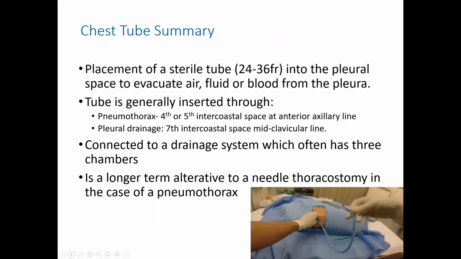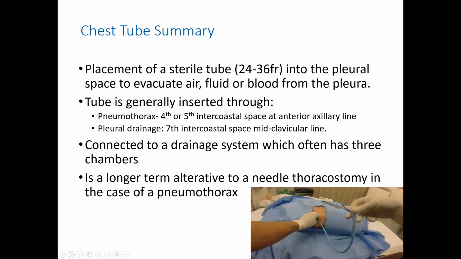Now we're traversing here into chest tubes. So placement of a sterile tube, 24 to 36 French, into the pleural space to evacuate air, fluid, or blood from the pleura. So the space between the visceral and the parietal layer. The tube is generally inserted through, with a little bit of variation here, but it makes sense. Pneumothorax, air rises, okay? So the tube goes higher up than it would for pleural drainage. So for pneumothorax, 4th or 5th intercostal space at the anterior axillary line. I'll show you more on this.